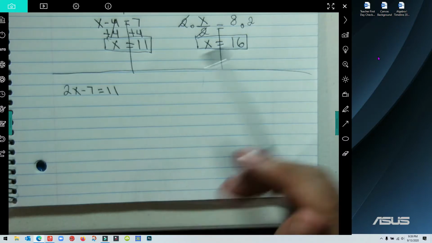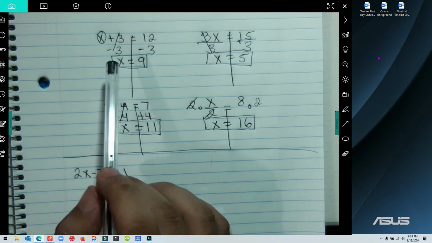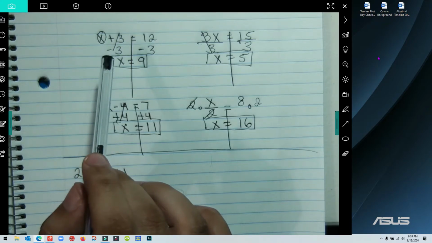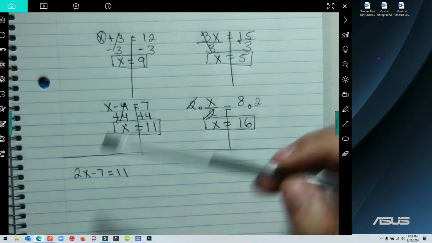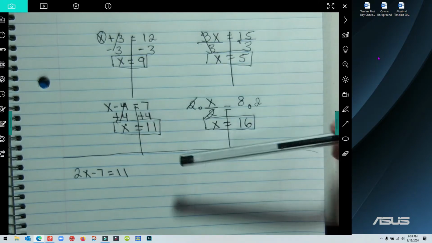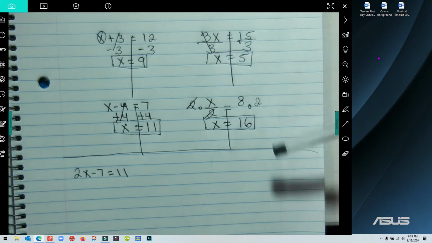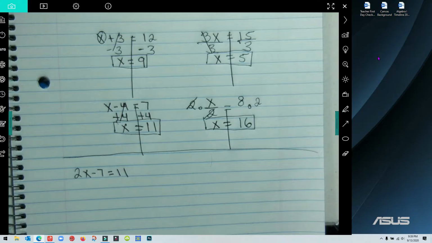If you go back to these one-step equations up here, all I had to do was undo one operation. So, for example, plus 3, all I had to do was subtract 3 to both sides, and I got my answer. It was only one step. Here, all I had to do was add 4 to both sides, and I got my answer. Here, all I had to do was divide both sides by 3, and I got my answer. And here, all I had to do was multiply both sides by 2, and I got my answer. It only required one step.